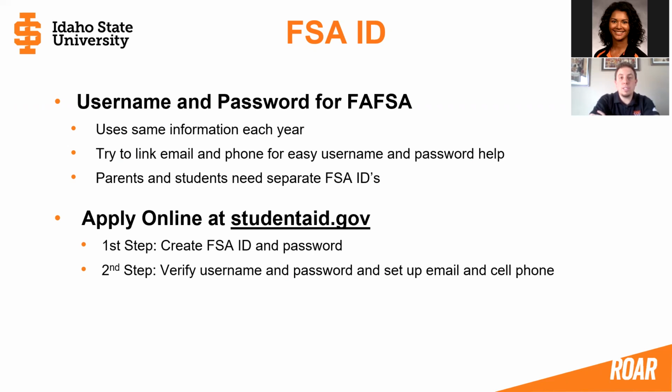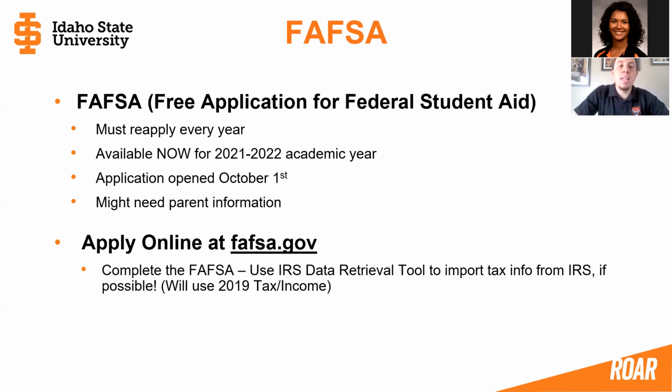Parents and students need their own separate FSA ID. So your parents will have to create their own FSA ID if parents are required on your FAFSA, and you will also have your own. So please remember that. Once you have your FSA ID created, then you can start actually applying for federal aid through the FAFSA. Again, the Free Application for Federal Student Aid is what the FAFSA stands for.